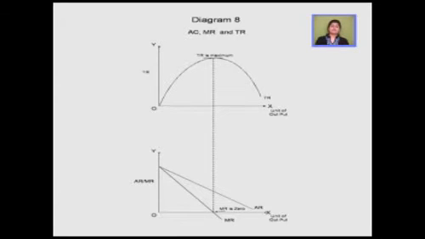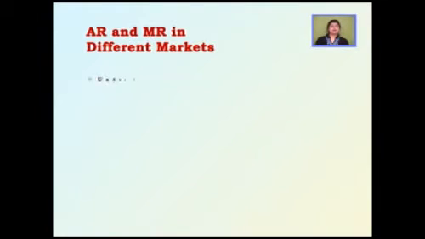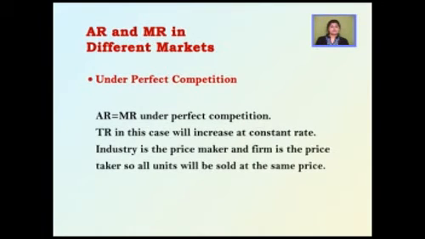Now we have to discuss the shapes of the average revenue and the marginal revenue in different markets. Average revenue would be equal to marginal revenue under a perfectly competitive market. Why? Because in a perfectly competitive market, the industry is the price maker. Now the price that the industry decides and gives to the firms, at that same price the firms have to sell their successive units, and that will be their average price. So this means every successive unit will be sold at the same price. So AR will always be equal to MR and it will be parallel to the OX axis.